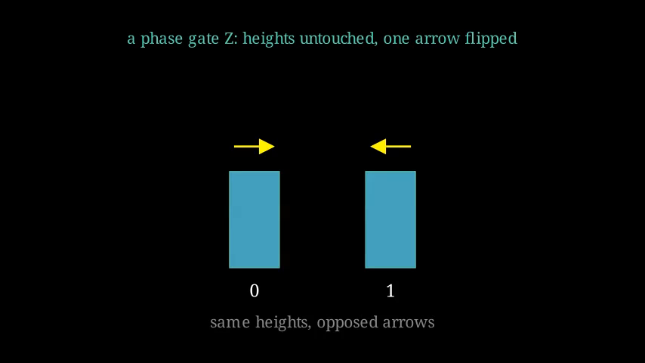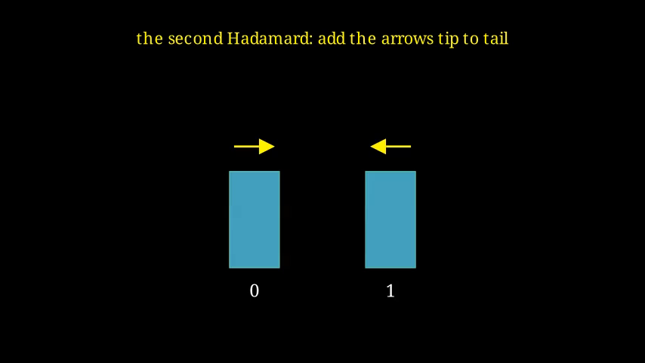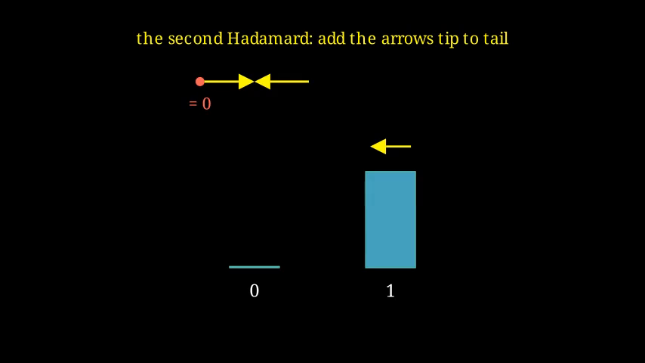Keep watching. Here comes the second Hadamard, and this is where the arrows finally earn their keep. The rule is simple. Each new height is built by adding arrows, tip to tail, like little walks on the page. Start with the 0 bar. It collects 1 arrow from each old bar. These 2 point opposite ways, so walk right, then walk left. The tip lands exactly back at the start, and the sum is nothing at all. The 0 bar collapses to the floor.